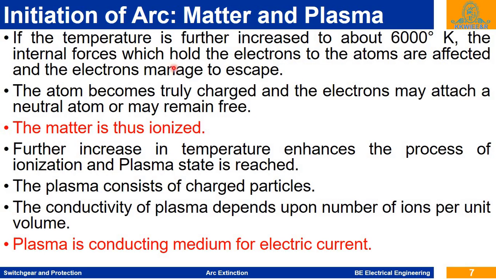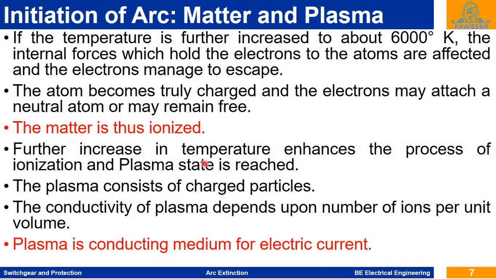The internal forces which hold the electrons to the atoms are affected and the electrons manage to escape. Further, if we increase the temperature to 6000 degrees Kelvin, the electrons escape from the atoms and the atom becomes positively charged, and the electrons may attach to a neutral atom or may remain free. So this is called the ionization of matter.